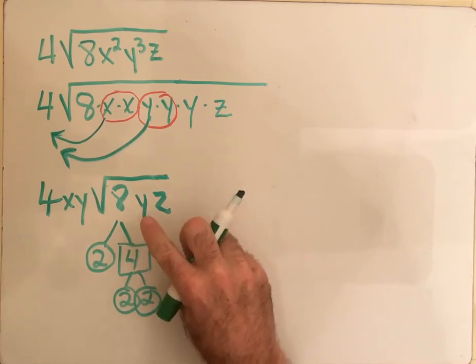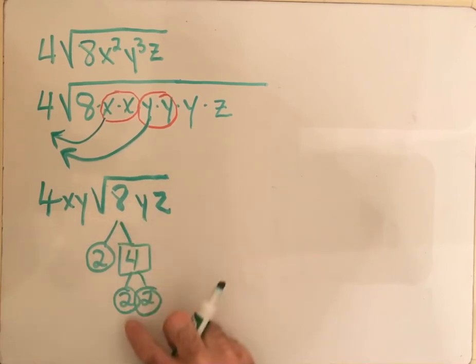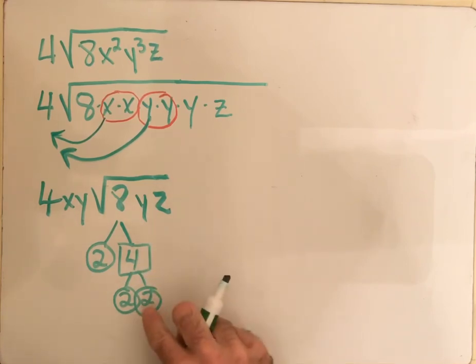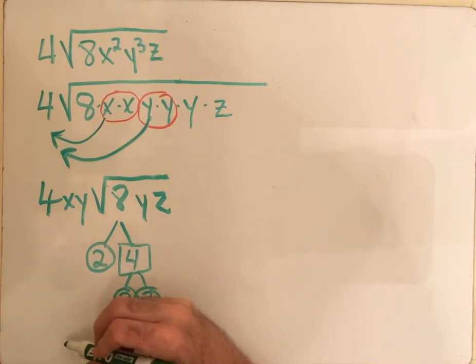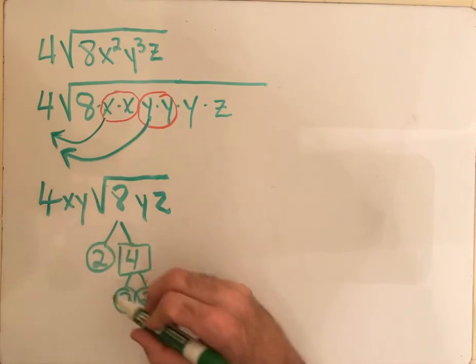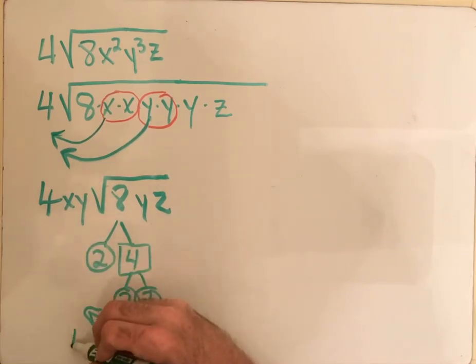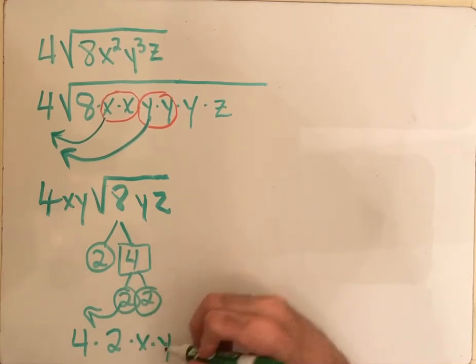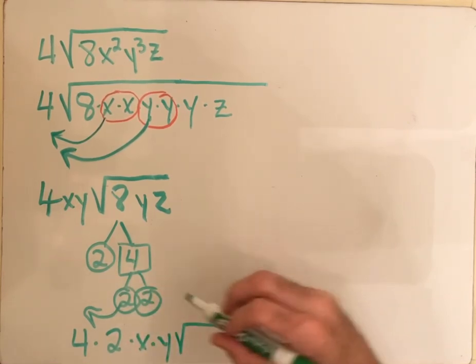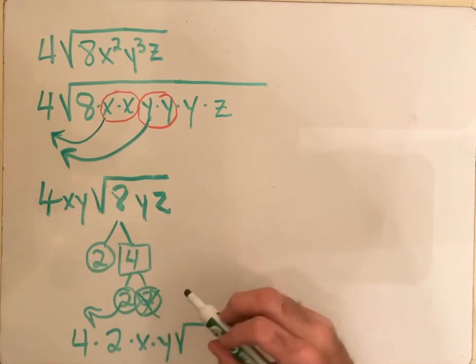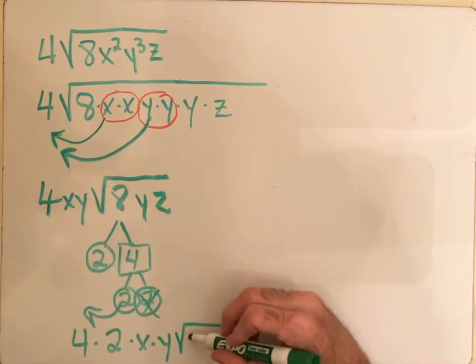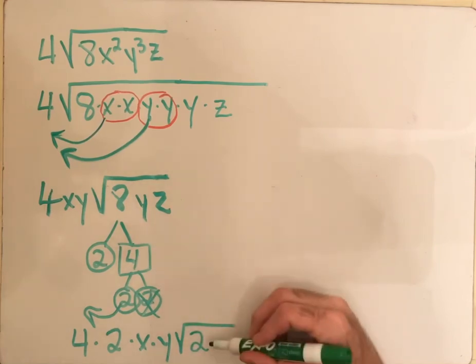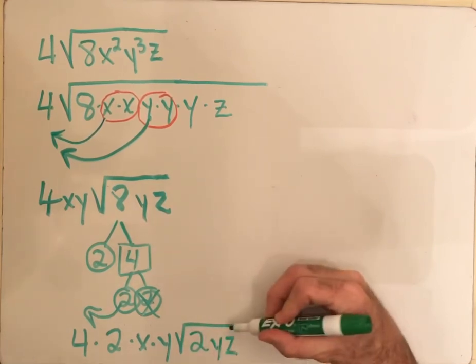Okay, so this is one of those ones where I want you to just remember that the square root of 8 is just 2 times the square root of 2. Okay, so we're going to be able to pull out one of these 2's, get rid of the other one, and the other one's going to stay in there. So we'll pull this one out. So we've got 4 times 2 times x times y times the square root of, we're going to have 1, 2 left inside. We're going to get rid of that one. That's the only one that's going to be left. Times 2, and then we still have the y and the z that aren't going anywhere.